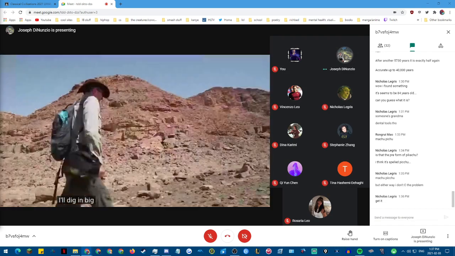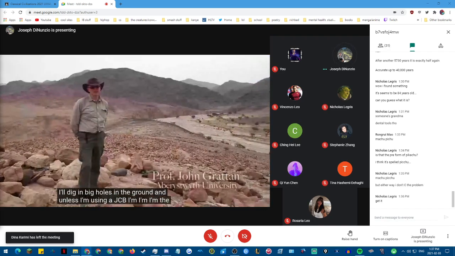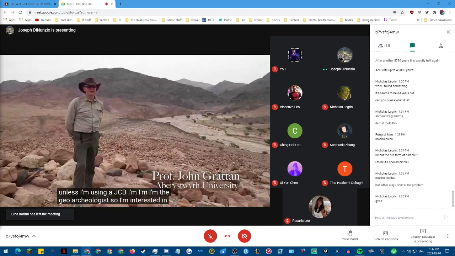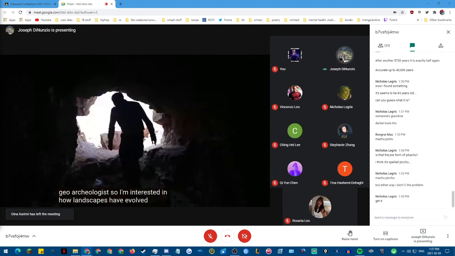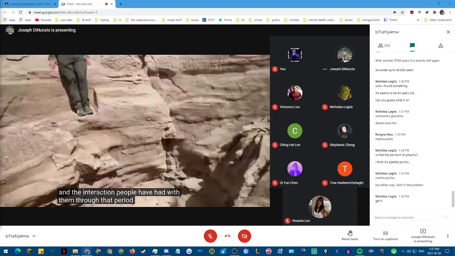No, I don't dig holes in the ground unless I'm using a JCB. I'm a geoarchaeologist, so I'm interested in how landscapes have evolved through time and the interaction people have had with them through that period of time.